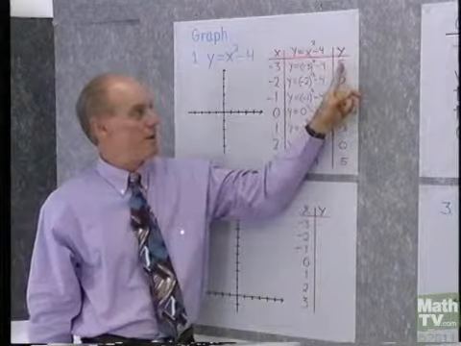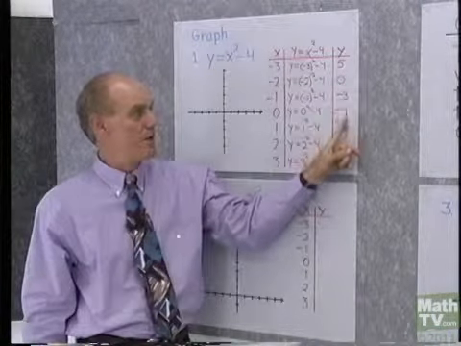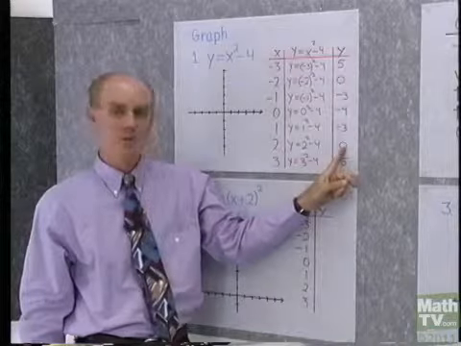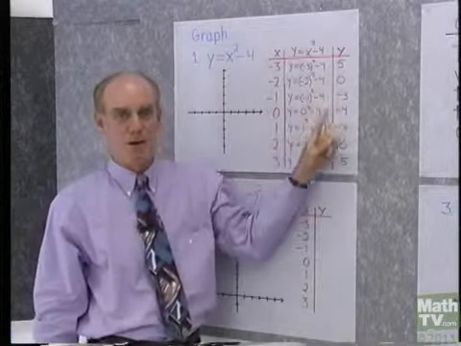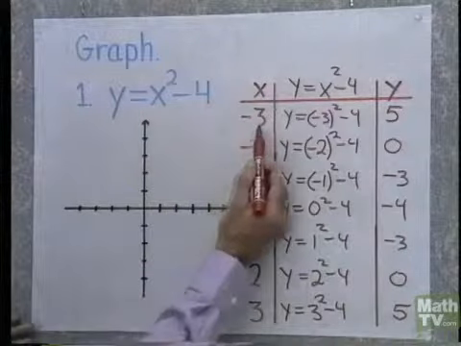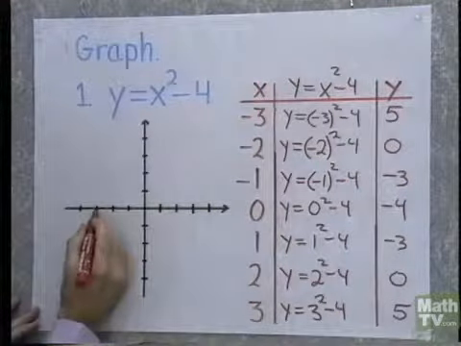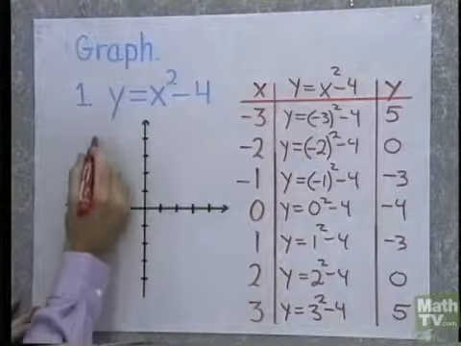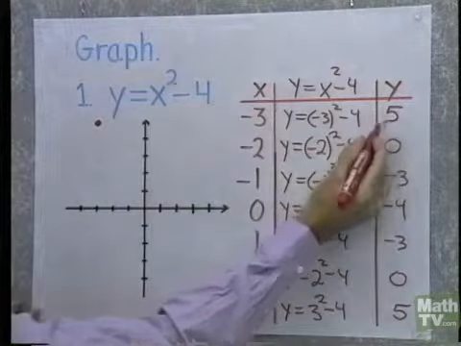Now you can see my values of y start here at 5, drop down to 0, to -3, -4, back up to -3, up to 0, and then up to 5. And that's what's going to give me that parabolic shape when I graph these ordered pairs. Let's do that. So I want to graph x equal -3, y equal 5. So I'll go back 3, 1, 2, 3, and up 5, 1, 2, 3, 4, 5. So there's my point, x equal -3, y equal 5.